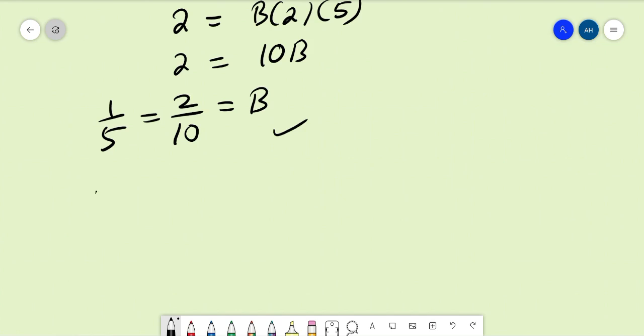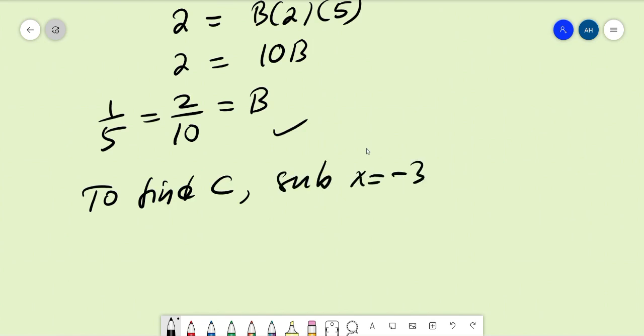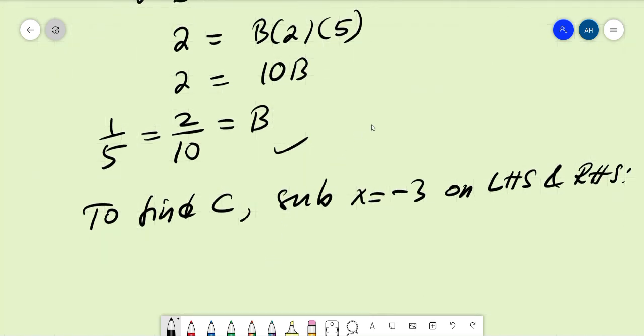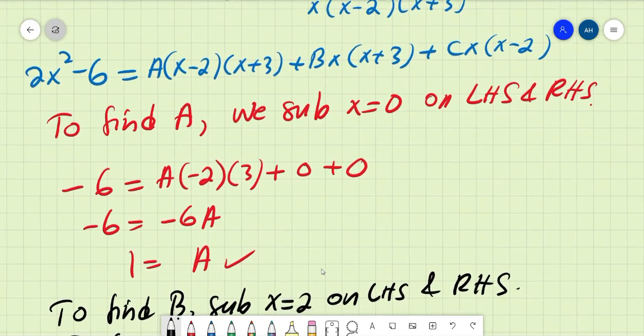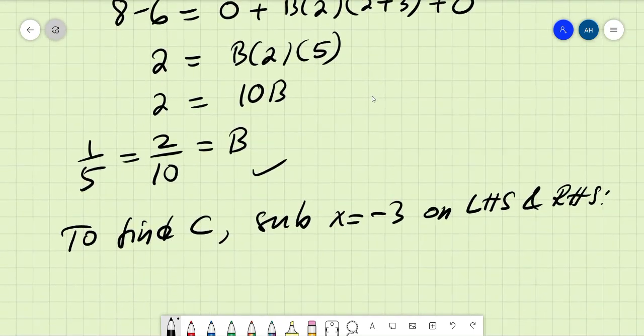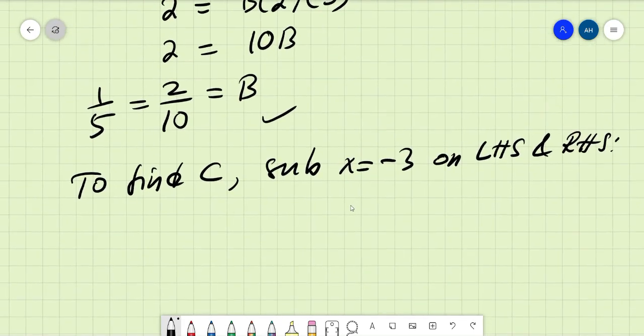let's continue to find c. We substitute x equals -3 on the left hand side and right hand side, and see what happens. So x equals -3 this time. This is our expression there, 2x squared minus 6. Okay, let's write it down again.